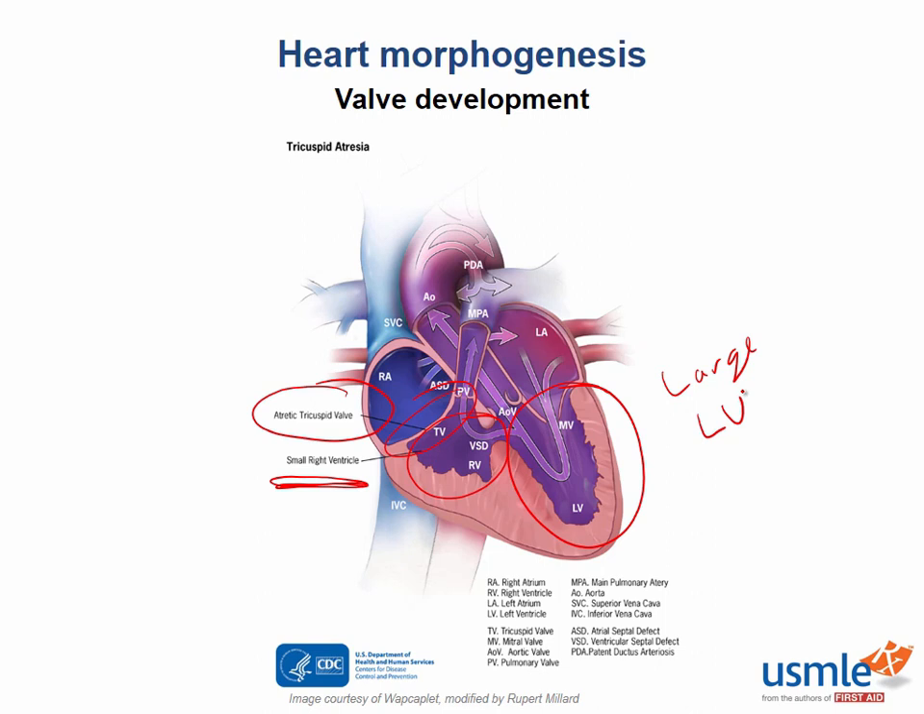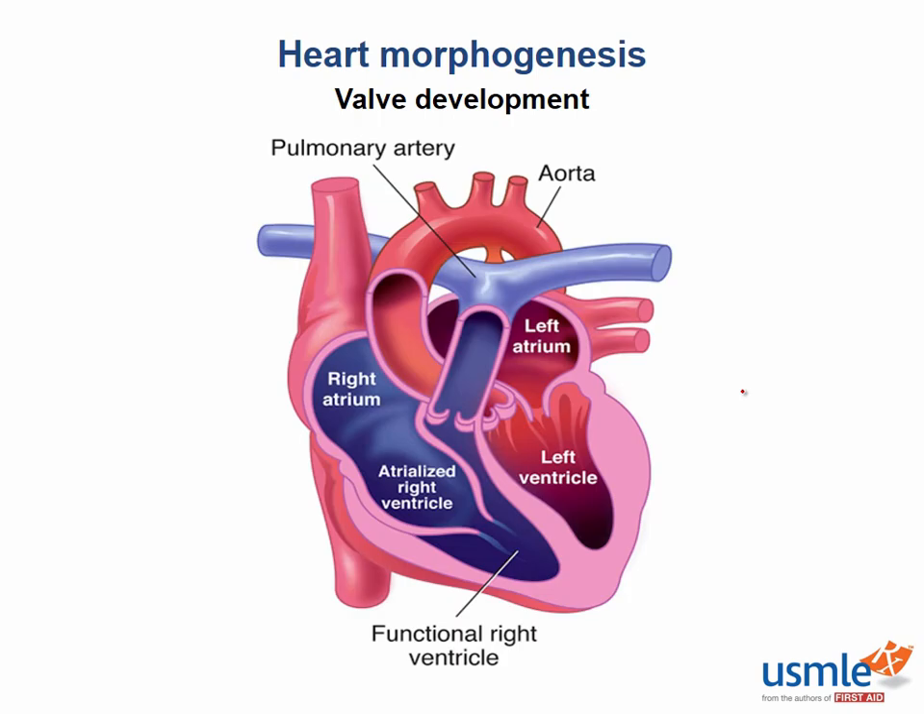So what if instead of the valve being atretic, or not forming correctly, the valve actually forms, but it's displaced? Do you know what you'd get? You've got it, Epstein's anomaly. And you can see an example of this here. In this case, you get displaced tricuspid valve leaflets that are tethered down to the myocardium of the right ventricle. This results in an atrialized right ventricle because it appears that the right atrium extends into the right ventricle. And you can see this here.